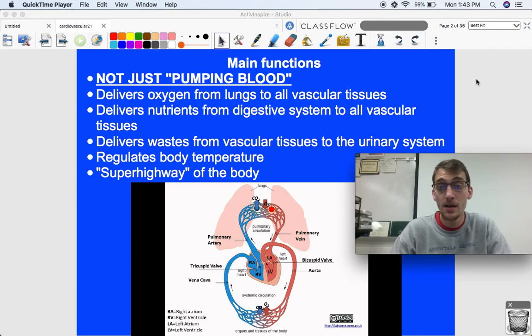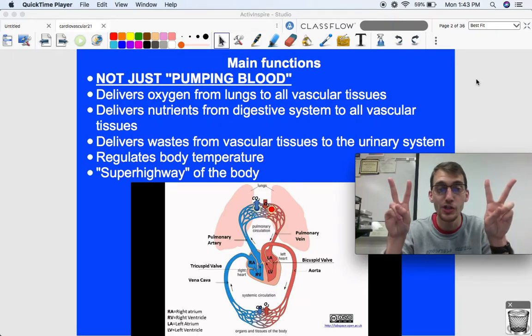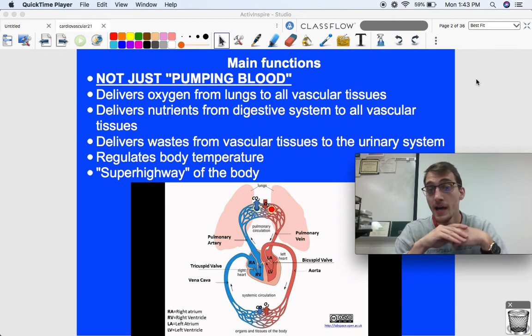In addition, the cardiovascular system also delivers nutrients from the digestive system to all vascular tissues, so glucose, amino acids, lipids, all that stuff. It delivers wastes from vascular tissues to the urinary system and the kidneys, and the kidneys will flush those out eventually. The cardiovascular system also regulates body temperature, and it really serves as the superhighway of the body. It's one of the ways that hormones and other endocrine chemicals get around the body as well.